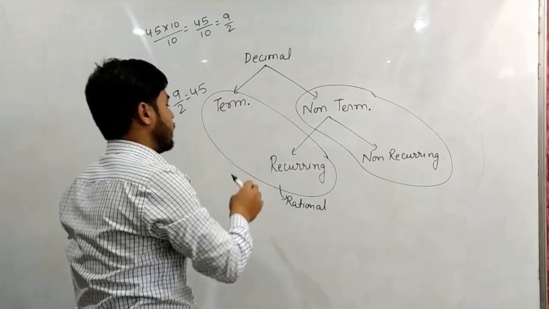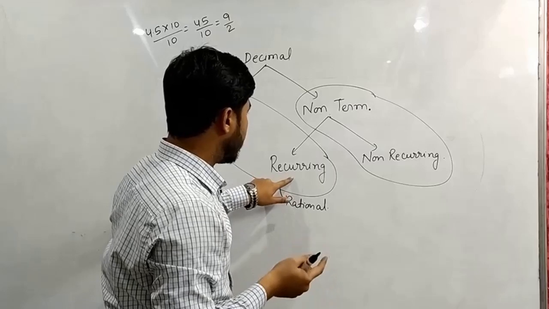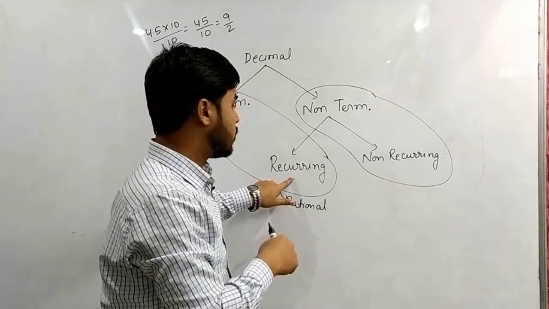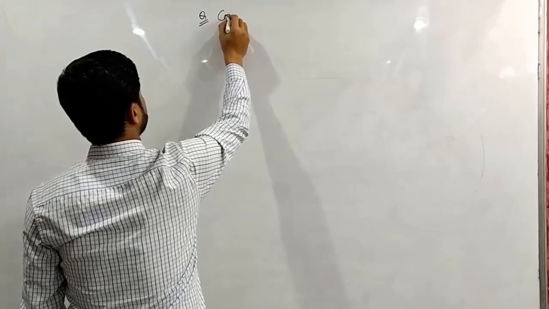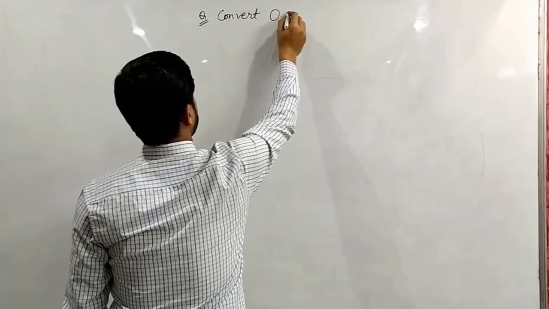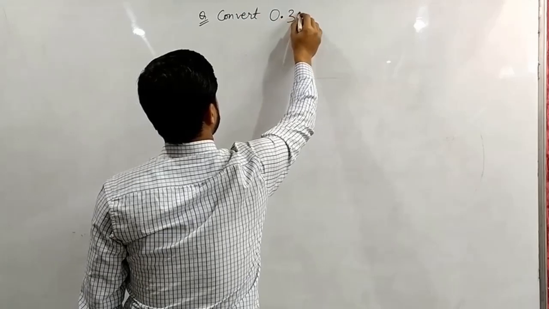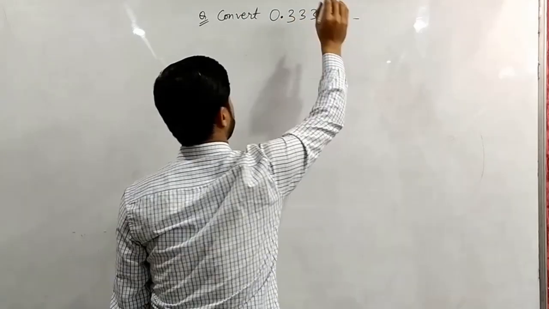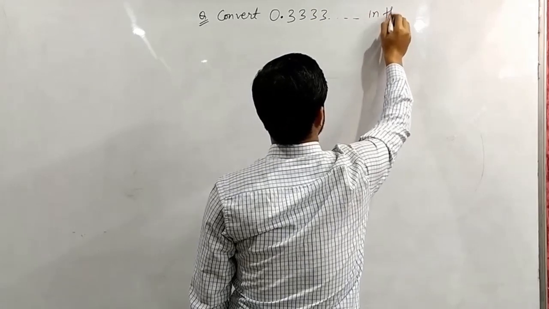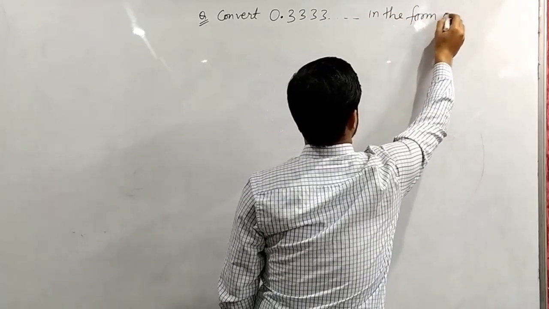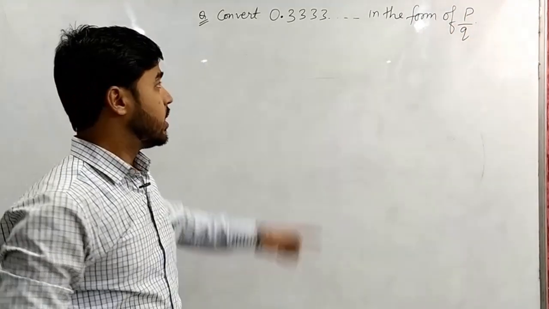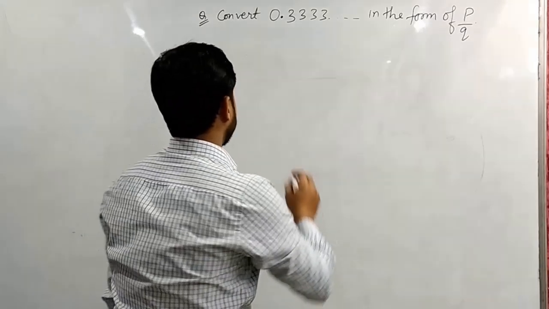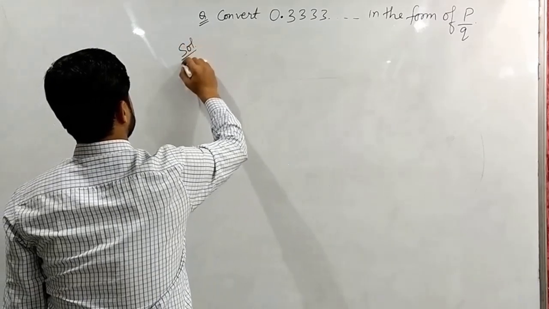Now we are extending our study to converting non-terminating recurring numbers into the form of p by q. For example, I am taking: convert 0.333... in the form of p upon q. Now how are we going to convert this in the form of p by q?